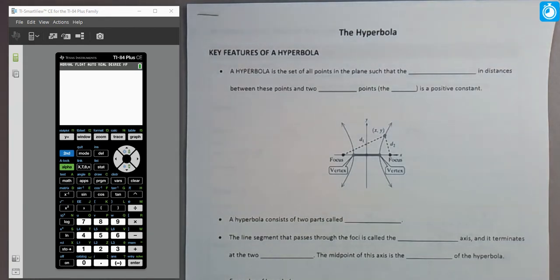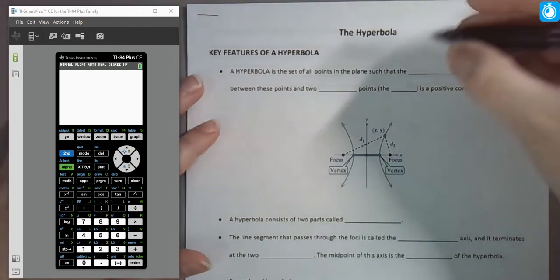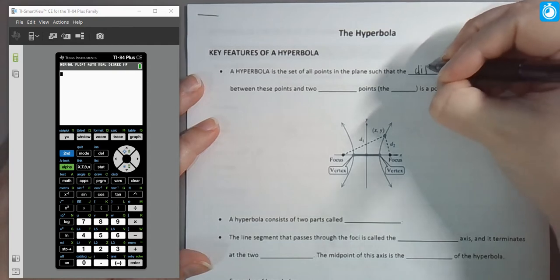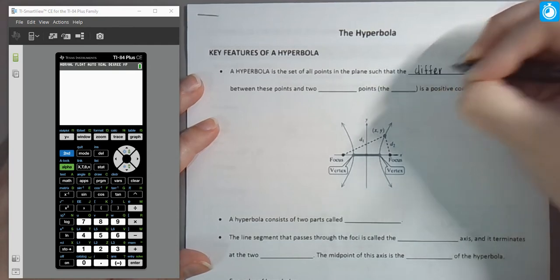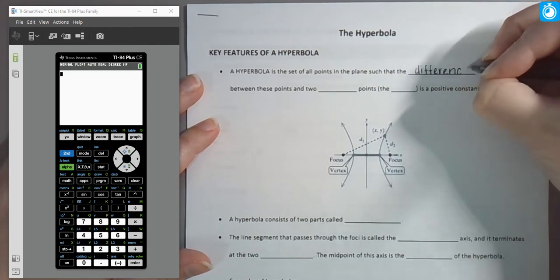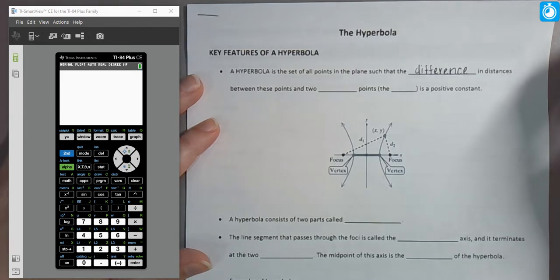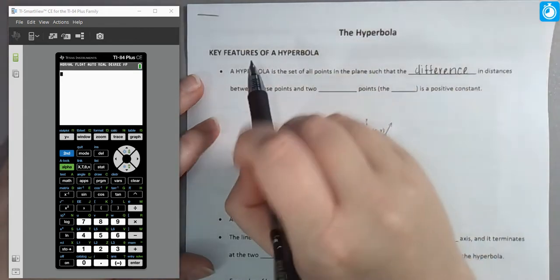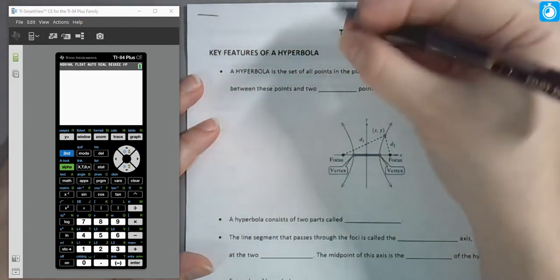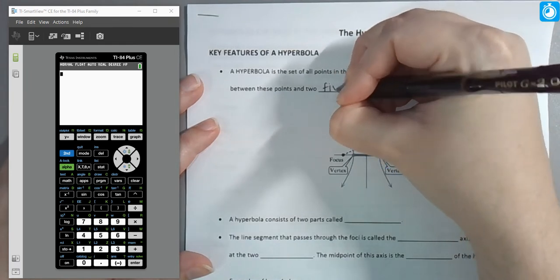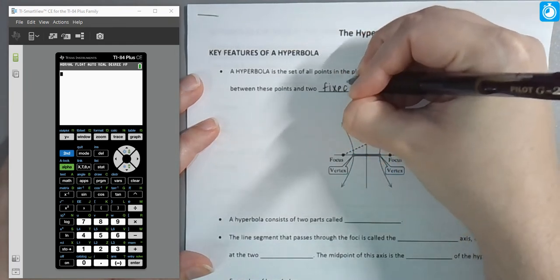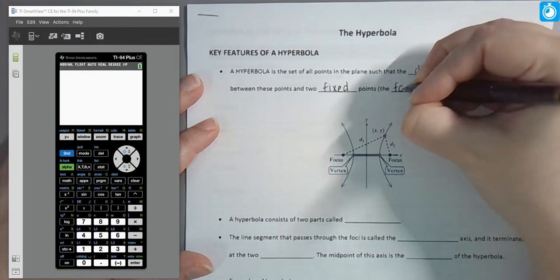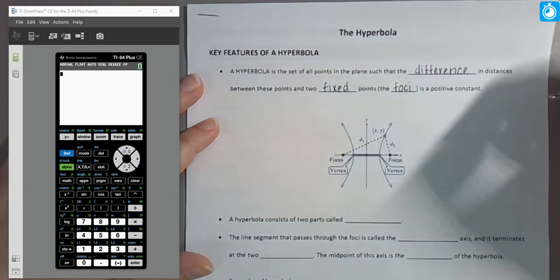A hyperbola is formally defined as the set of all points in the plane such that the difference, in other words, we're looking at subtraction, the difference in distances between these points, the points representing the graph, and two fixed points, the so-called foci, we're familiar with that term now, is a positive constant.